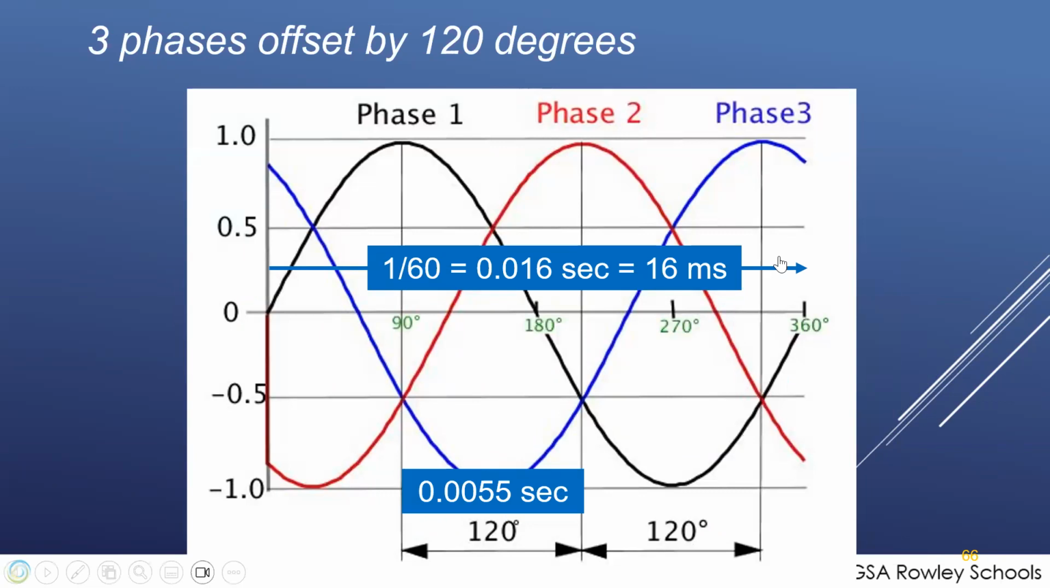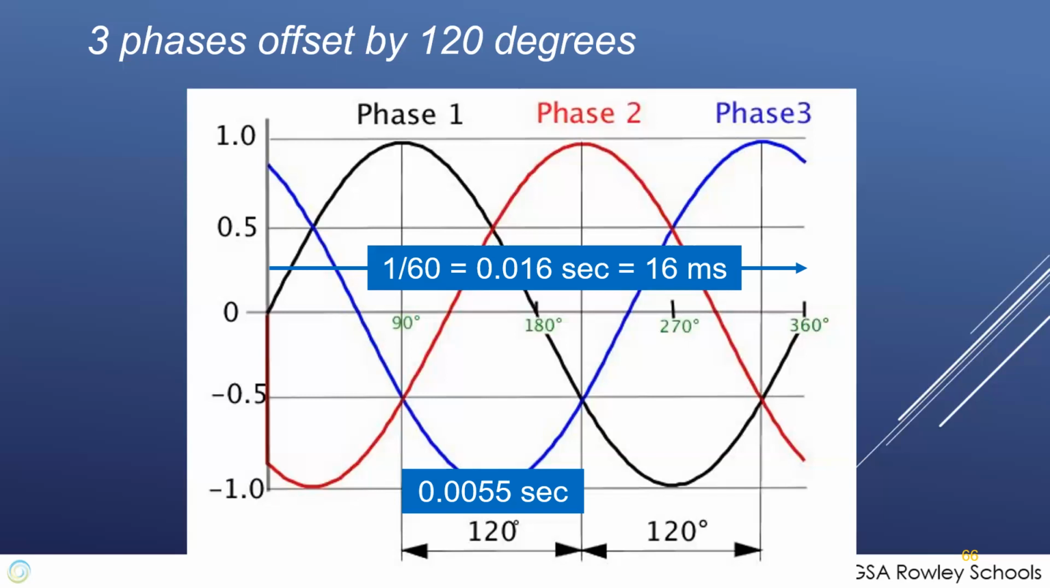So I'm trying to understand this. For the peak of phase 1 versus the peak of phase 2, it takes about 16 milliseconds to go from a peak of phase A to phase B. And you also said that for the crossing, the blue and the red, and also the black and the blue, it's 0.0055 seconds. But the peak and that zero crossing also lined up at the same time. So why aren't those times the same, with the zero crossing being much shorter?